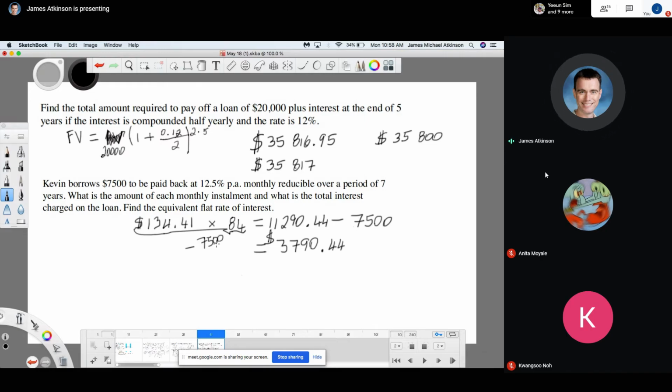Find the equivalent flat rate of interest. Actually, we didn't do this. No, we didn't do this in our course, so don't worry about that part of the question.